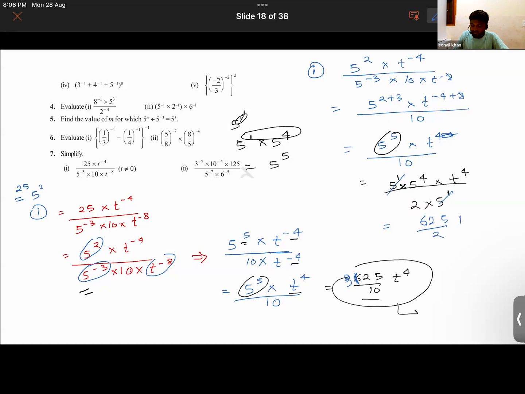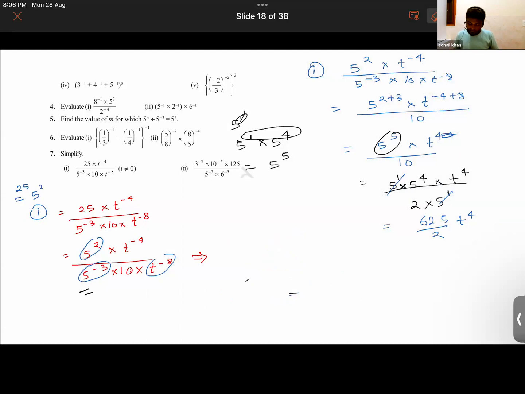625 upon 2 into t raised to the power 4. So that is the correct method. Okay, so you'll be solving this using this method. If you like, you can take the screenshot. Okay, done. So whatever questions are remaining in the exercise, you guys will have to solve that.